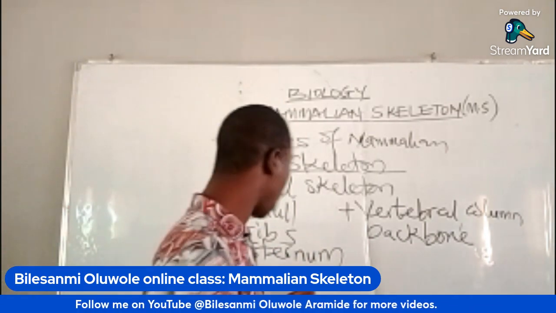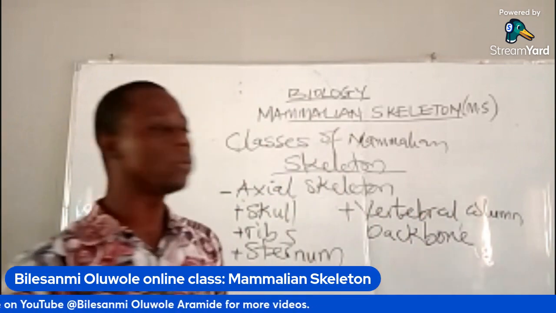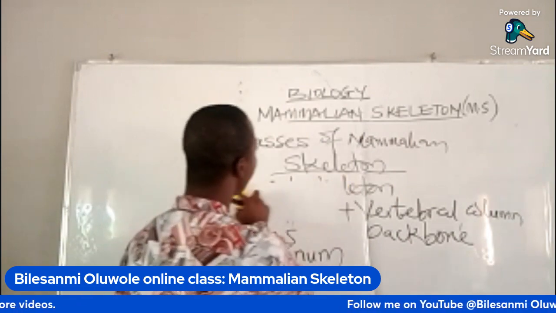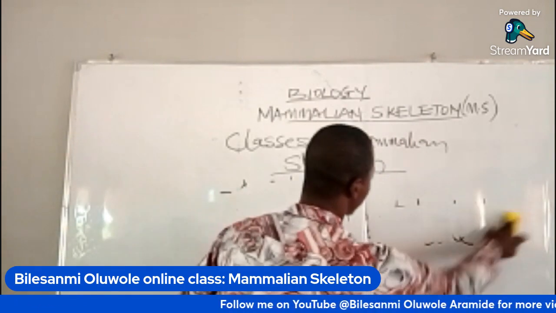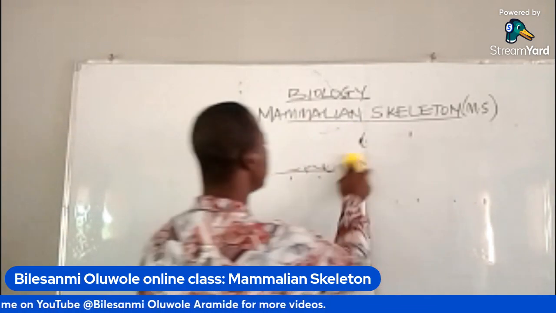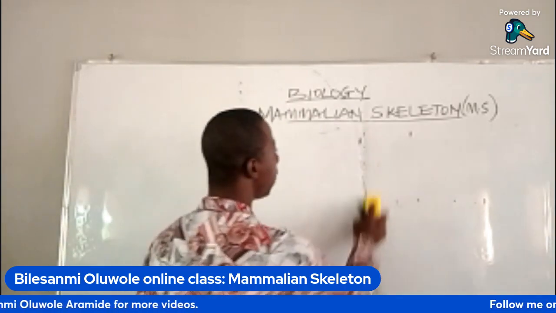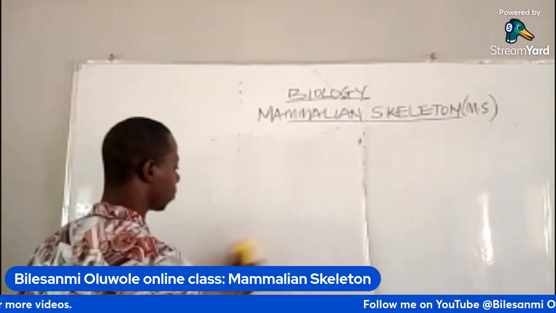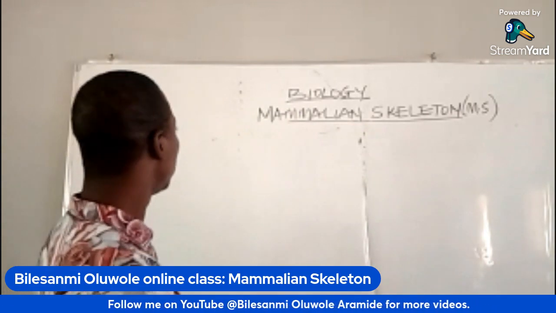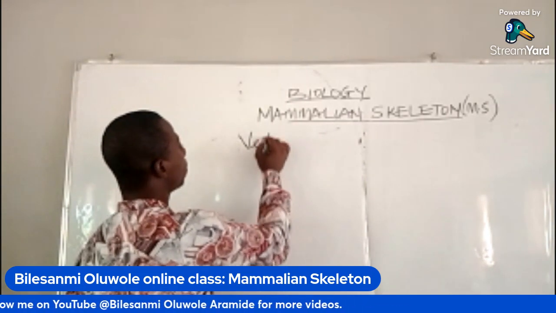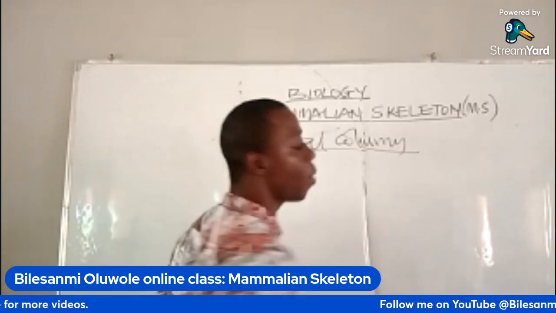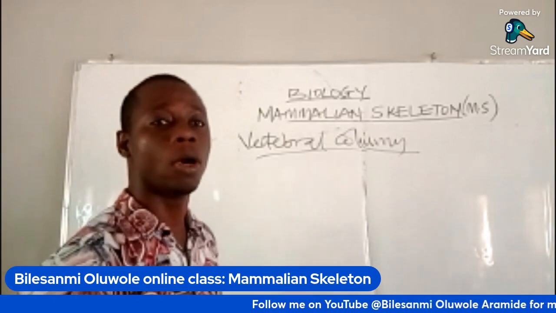Now let us look at the vertebral column. Like I said, the vertebral column is divided. There are 5 types of vertebrae found at different locations. The vertebral column is made up of 5 types of vertebrae.